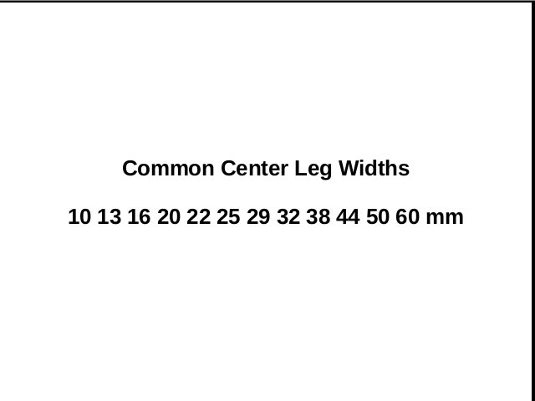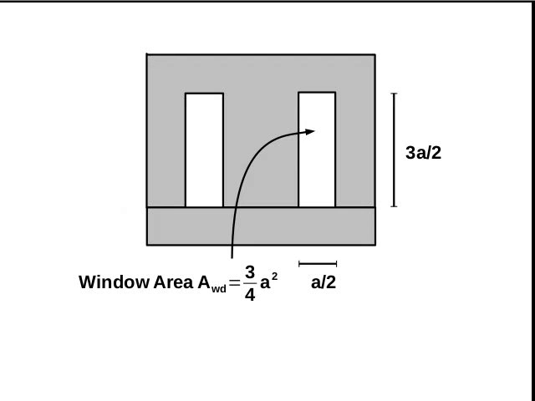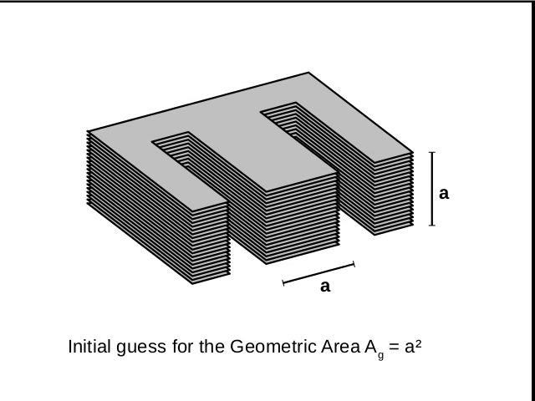The other important dimension is the window area, which will accommodate the windings. In theory you could stack whatever number of laminations, but it is a good idea to start with a square cross-sectional area for the center leg because that is the geometry that allows maximum window area for a given overall size. So you pick one of the center leg widths and square it. That will be called the geometric area AG.